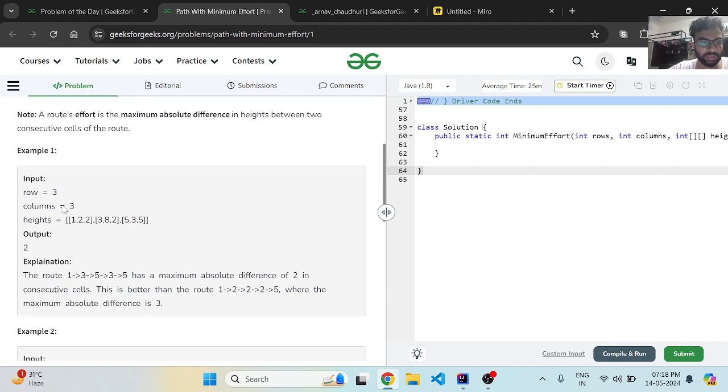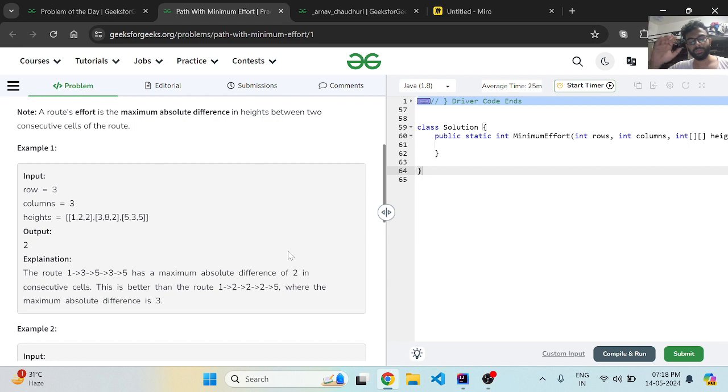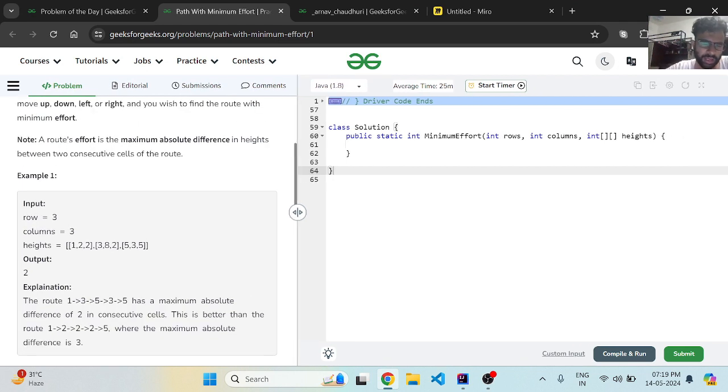So there will be some rows and columns as input. The size of the row and column will be given as input, as you can see in the function minimum effort path, and then we have to find the answer. This problem can be solved in 2 minutes if we understand the priority queue and Dijkstra's algorithm.